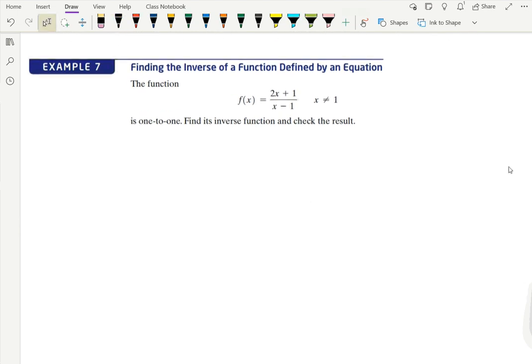So now that we know how to find the inverse of a function, let's go ahead and find the inverse of f of x equals a rational function, 2x plus 1 over x minus 1, as long as x is not allowed to be 1. So why is x not allowed to be 1? Because if x is allowed to be 1, our denominator goes to 0, and then our function is undefined. So this would not make any sense overall if we were doing that.